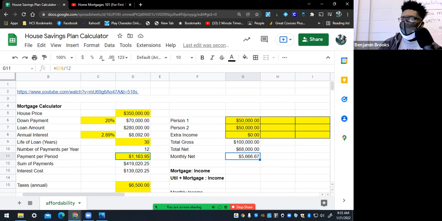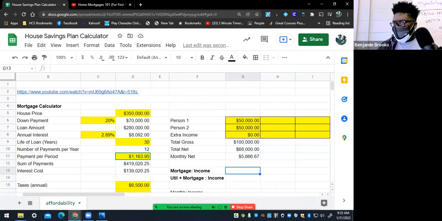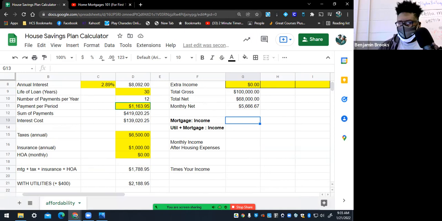Now, your mortgage to income percentage. Basically, we're going to take how much you're paying in your mortgage, divided by your income. So we're going to hit equals D11 divided by G11. And we want this as a percentage.